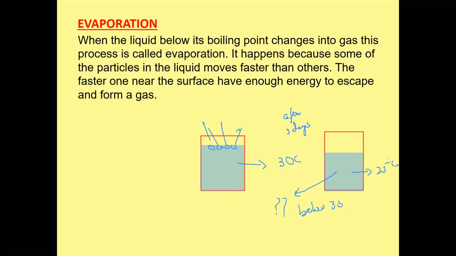Because the molecules at the surface are continuously taking energy from the neighbors and going out. So when they take energy from the neighbors, the molecules which are left behind will have low energy. So when the liquid is below its boiling point, the particles gain energy from the surrounding and escape, and the molecules which are left behind will have low energy.